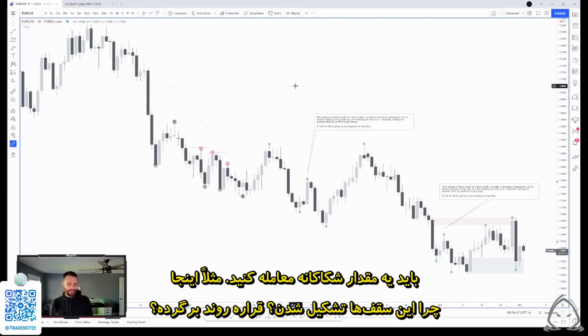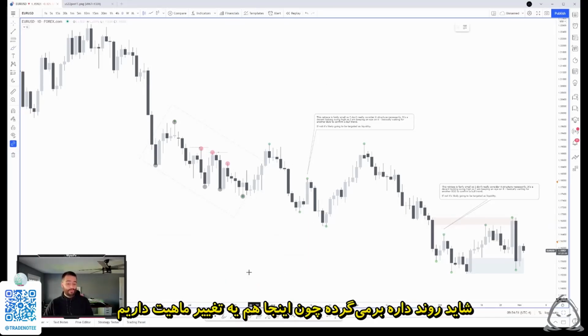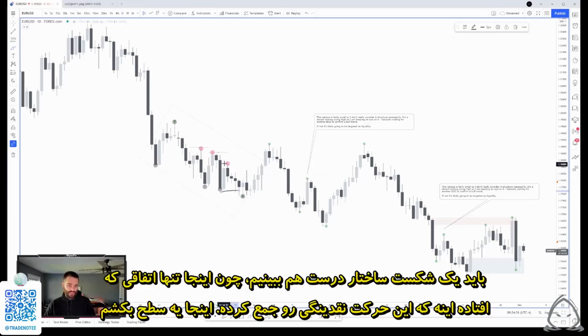Because we're not actually getting true structural breaks. Are we reversing? You know, are we going to start moving to the upside? Maybe we are, because now we're starting to see a change of character, move to the upside. You know, we want to see an actual true structure break, because right now all we've done is we've created liquidity. We've swept that liquidity with this.